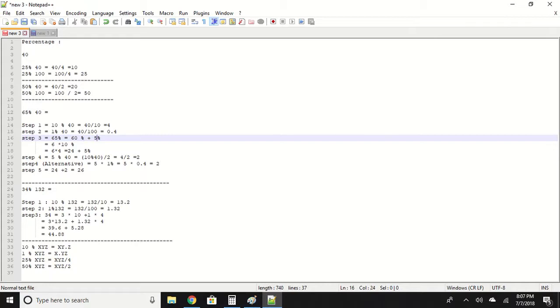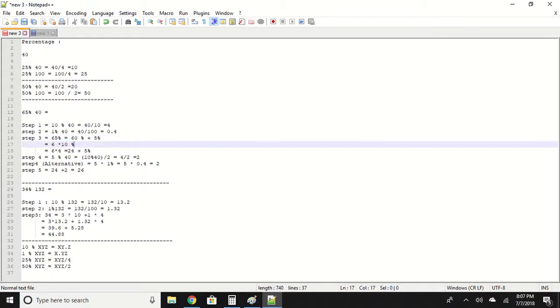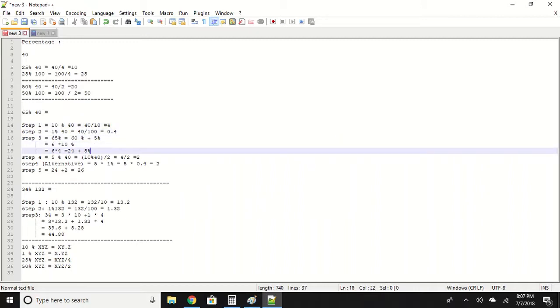There's nothing to worry about with 60% or 5%, because we already know what 10% is. We can take that 10% and multiply it by 6, so that we get 60% of it. 10% of the number, as you can see here, is 4. So that is 6 into 4, that's going to be 24.